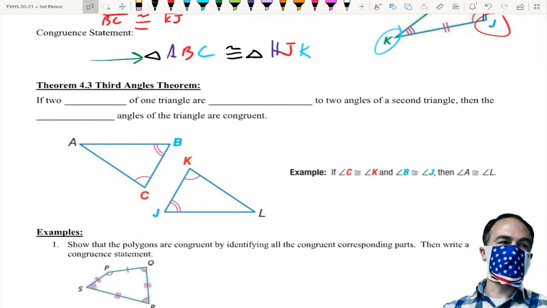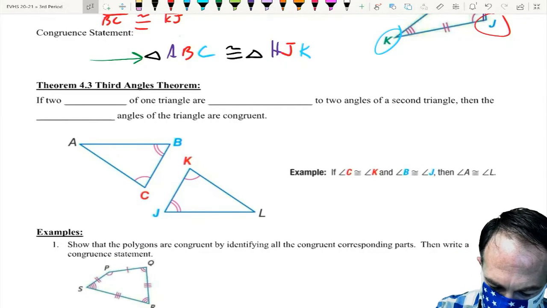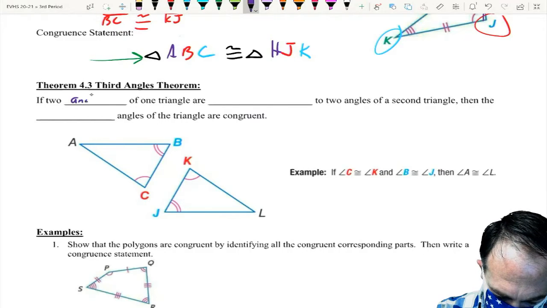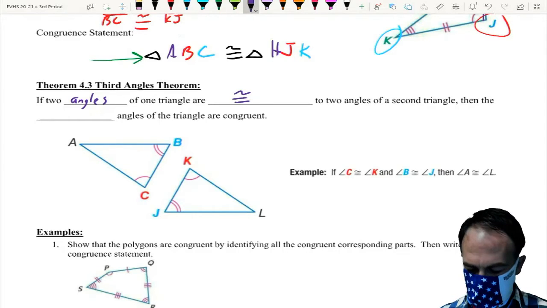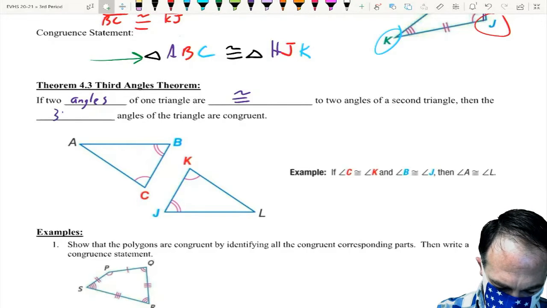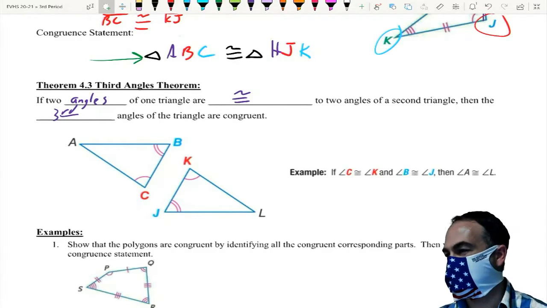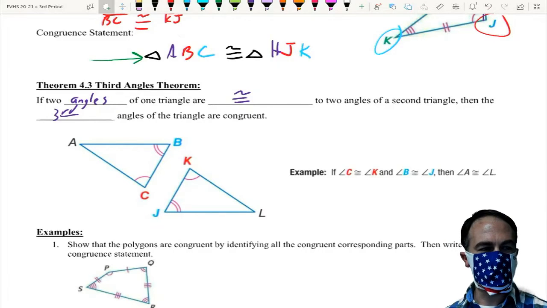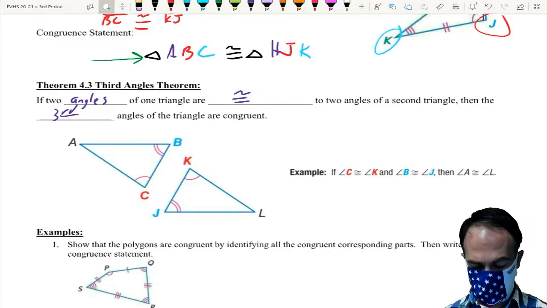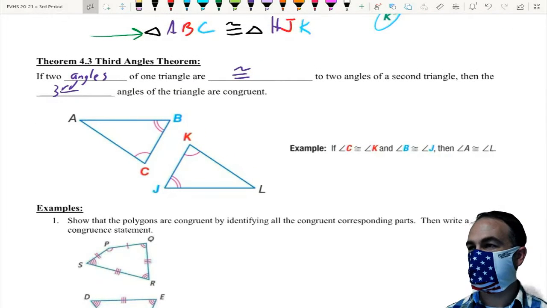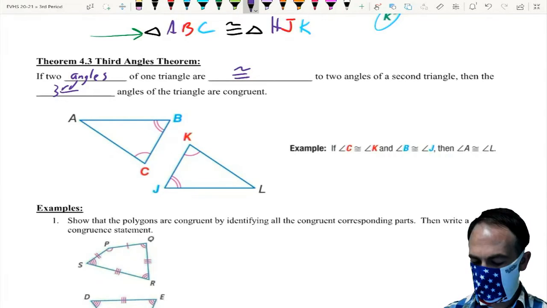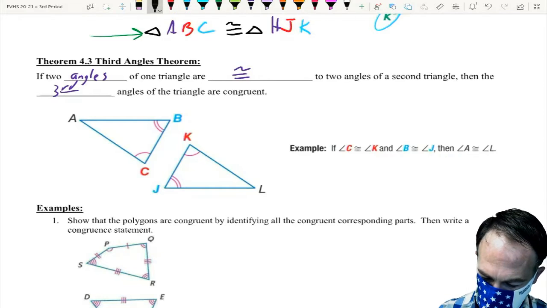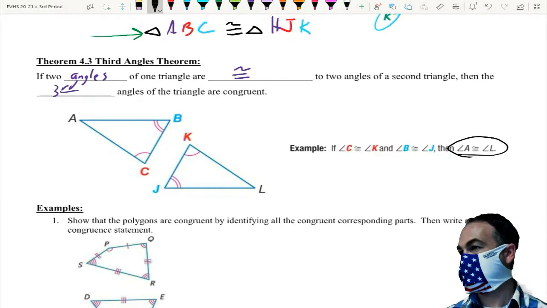Okay, Third Angles Theorem. If two angles of one triangle are congruent to two angles of a second triangle, then the third angles of the triangles are congruent. This one, once you start seeing it, honestly feels a little bit silly. We know there's 180 degrees in a triangle. And so if B is congruent to J and C is congruent to K, then I know that angle A must be congruent to angle H.